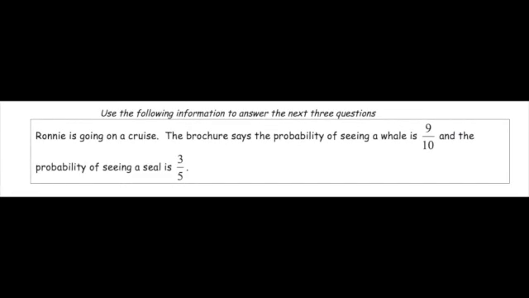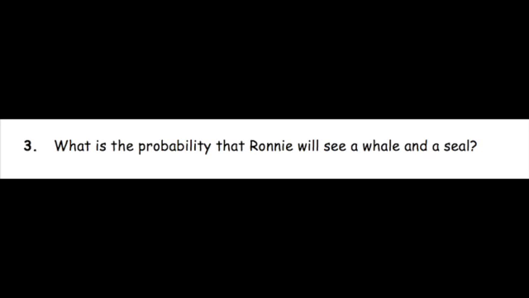We'll use the following information for the next 3 questions. Ronnie is going on a cruise. The brochure says that the probability of seeing a whale is 9/10, and the probability of seeing a seal is 3/5. What is the probability that Ronnie will see a whale and a seal?